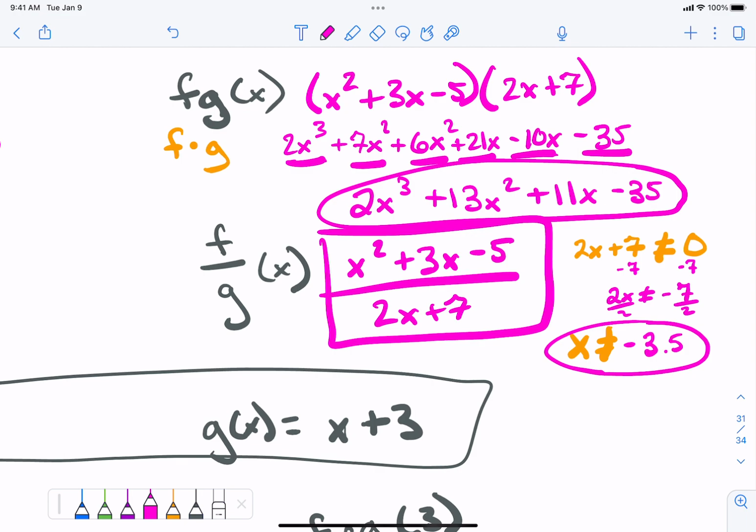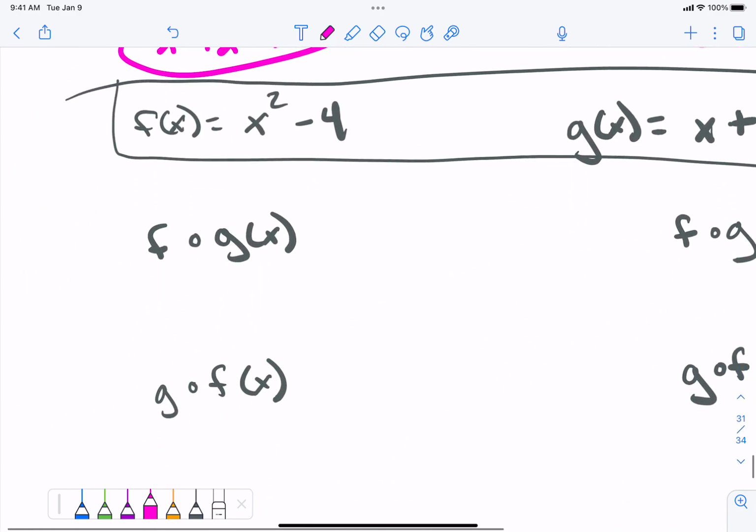So it always can't be 0. The bottom can't be 0. And then you solve it. Okay.